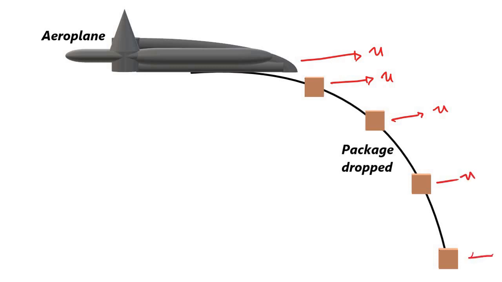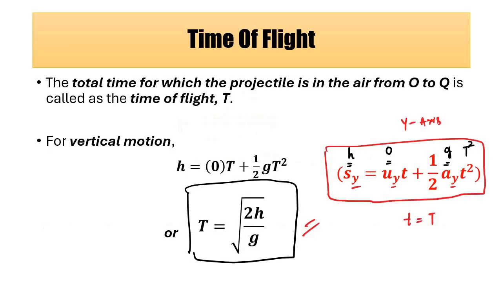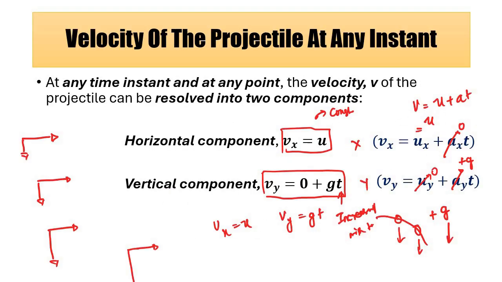But the vertical component at the start is 0, and it will slowly keep on increasing as time progresses as gt. Vy will be gt, Vx will simply be u, it will be constant, and Vy will keep on increasing with time. So here we have discussed the various parameters associated with projectile motion of an object with horizontal projection velocity.